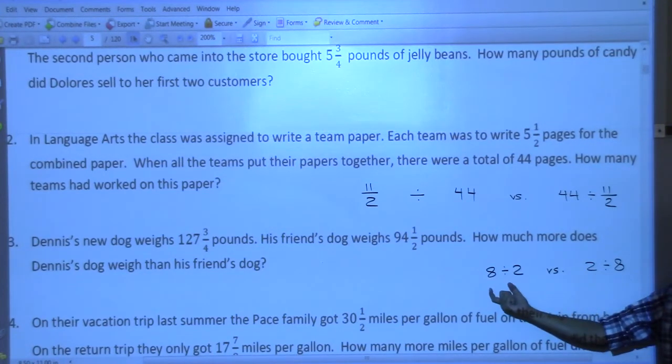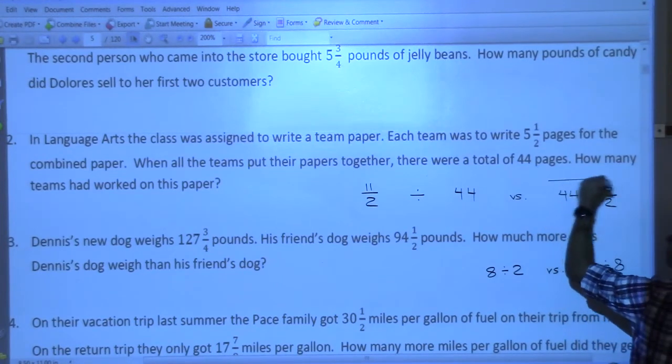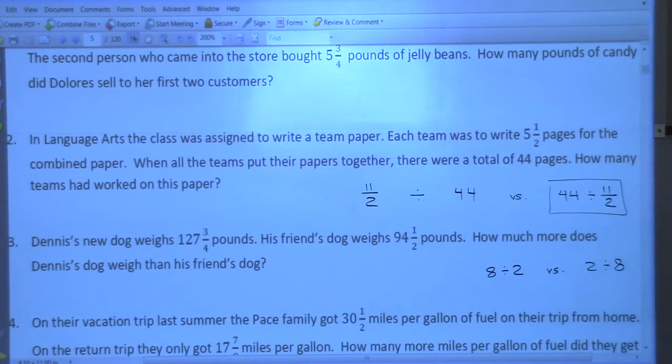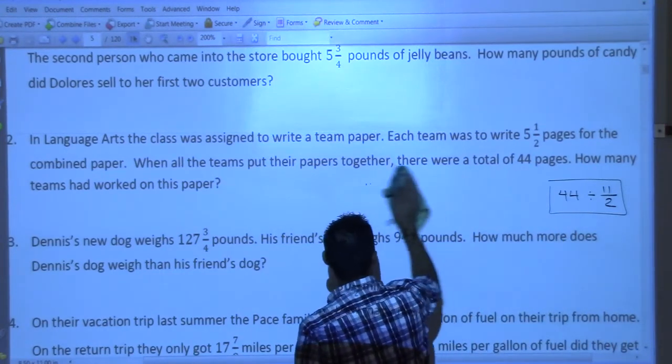This would be a whole number, right? The answer to this is 4. The answer to this is 1/4. Okay, so division, absolutely important that you understand which one goes first. So we are going to do this one. Yes? All right, let's go ahead and work it. It won't take too long, I don't think.